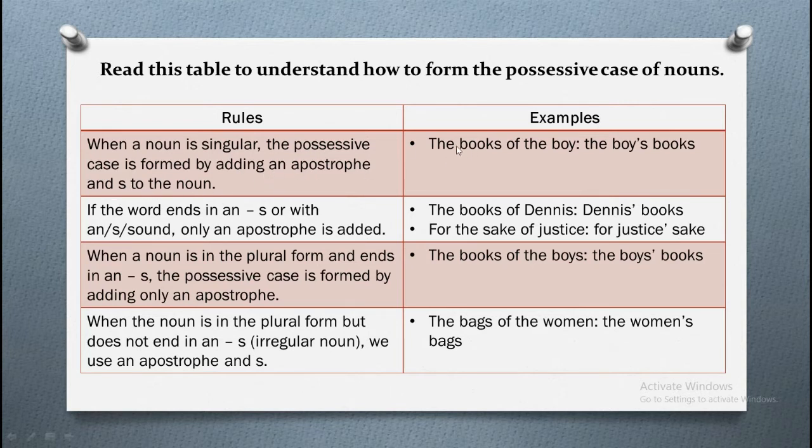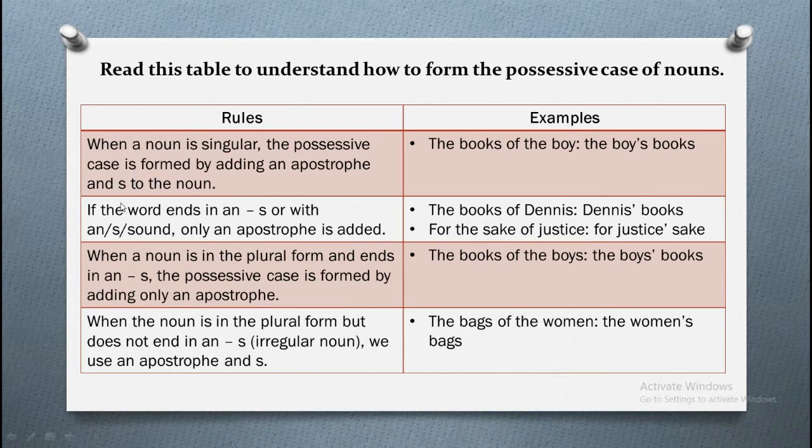Now see the example, the books of the boy. So how will we write it in the apostrophe form? The boy's books. If the word ends in an S, now suppose there's a word which ends with the alphabet S, and then when we use apostrophe and S, it does not sound correct.